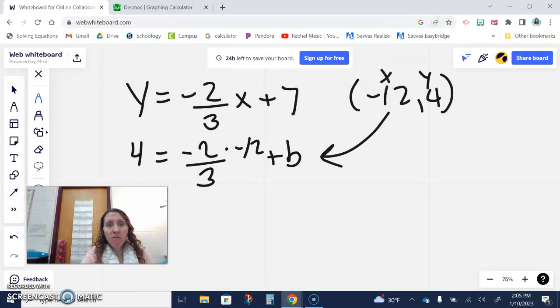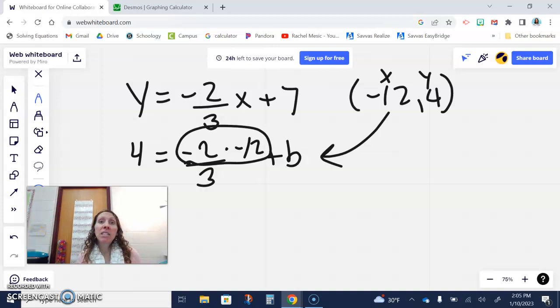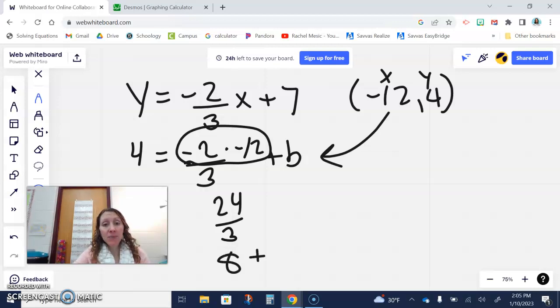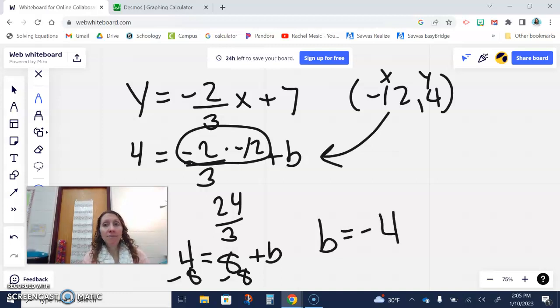Okay, so let's get rid of the fractions first. We want to try to get rid of everything that's with that b. So in the numerator, or up on the top, we have -2 times -12. A negative times a negative is a positive. So 24 thirds. That simplifies to 8. And then we still have the 4 over here. All right, then to get rid of that 8, it's currently being added, so we have to subtract it away. And 4 minus 8 would be -4.